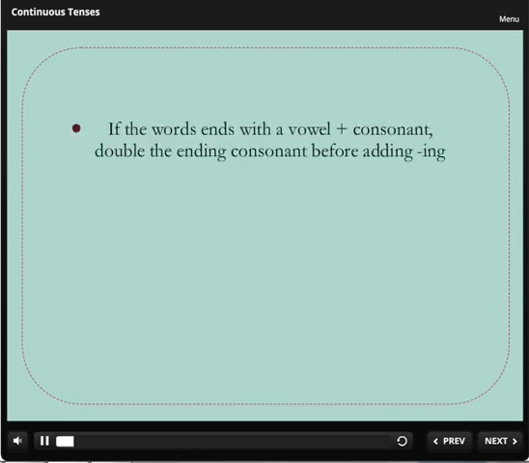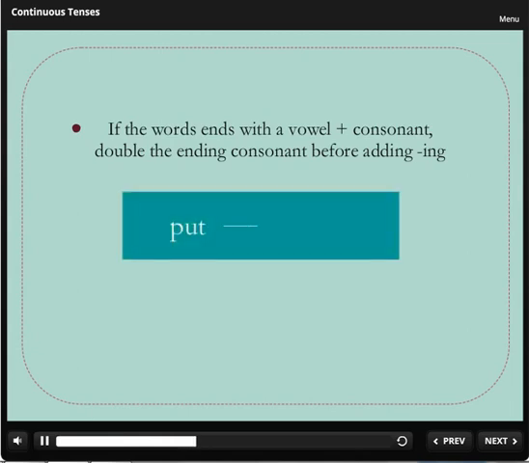For verbs that end in a vowel and then a consonant, the last letter, that is the consonant, usually doubles up before we add the ing. For example, we will not simply add ing to the verb put. We double the ending consonant, then add ing.